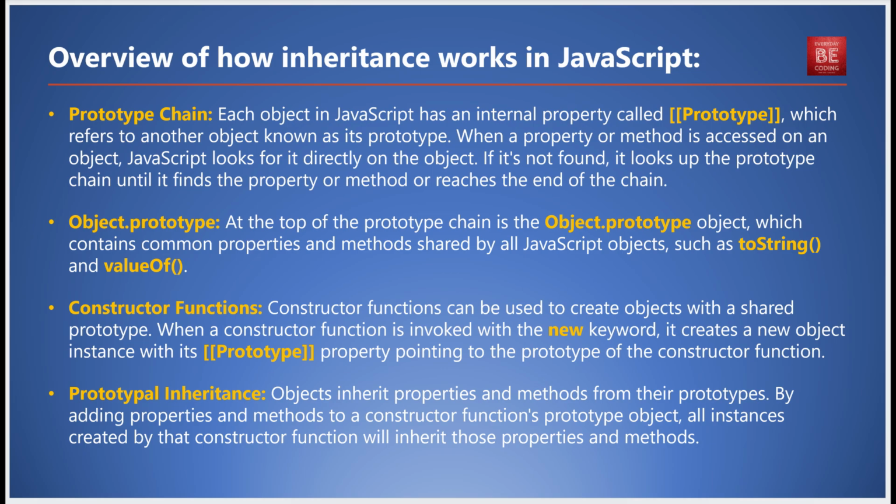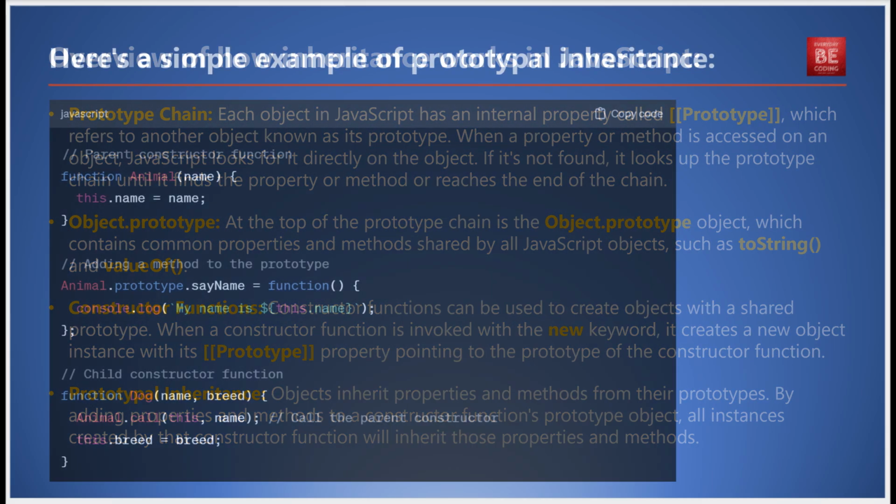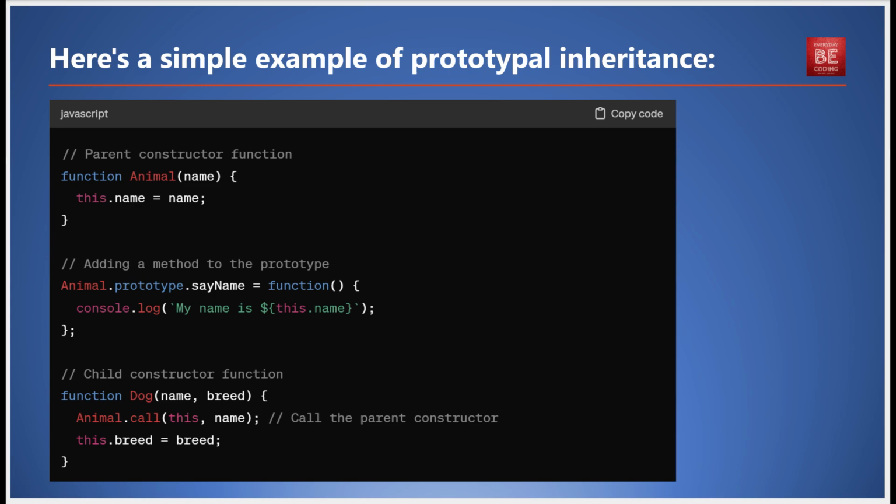This leads us to the heart of JavaScript inheritance, prototypal inheritance. Objects inherit properties and methods from their prototypes. By adding properties and methods to a constructor function's prototype object, every instance created by that constructor function gets those properties and methods. Let's illustrate this with a simple example.